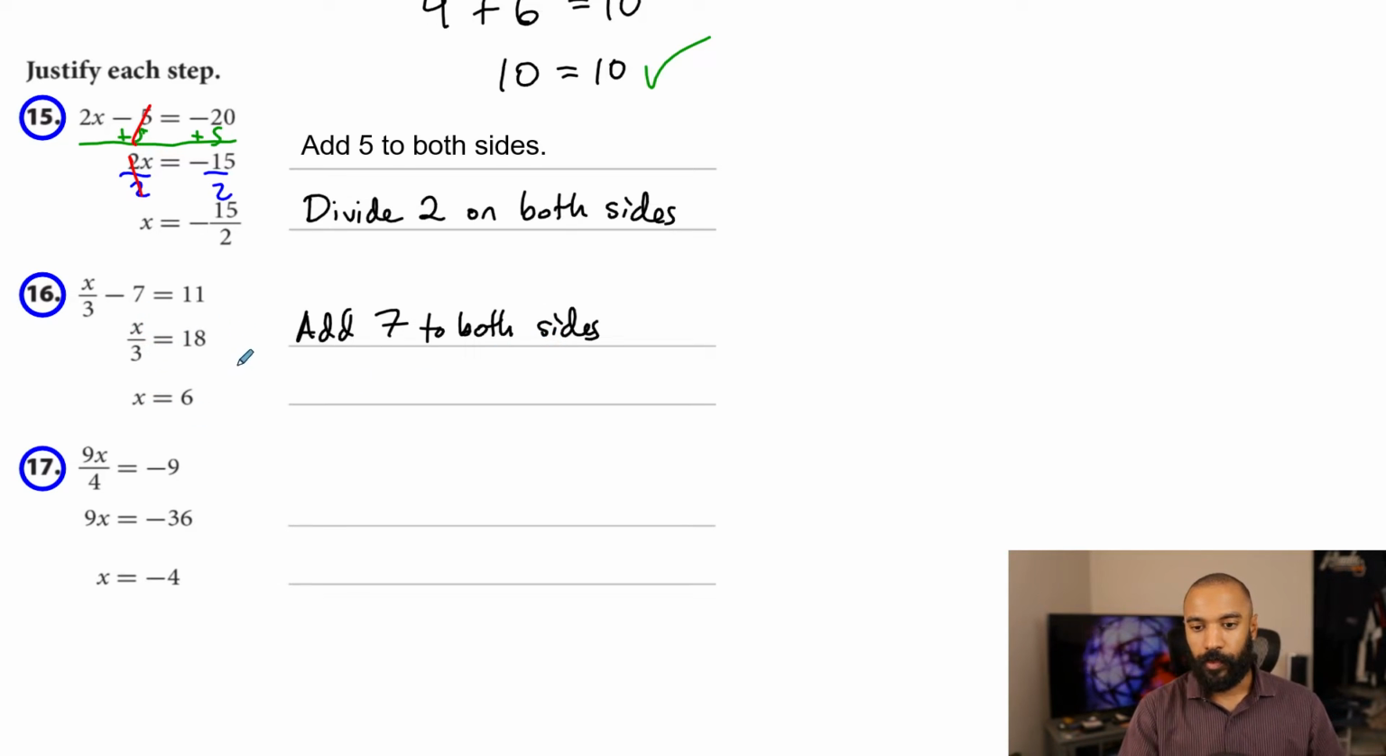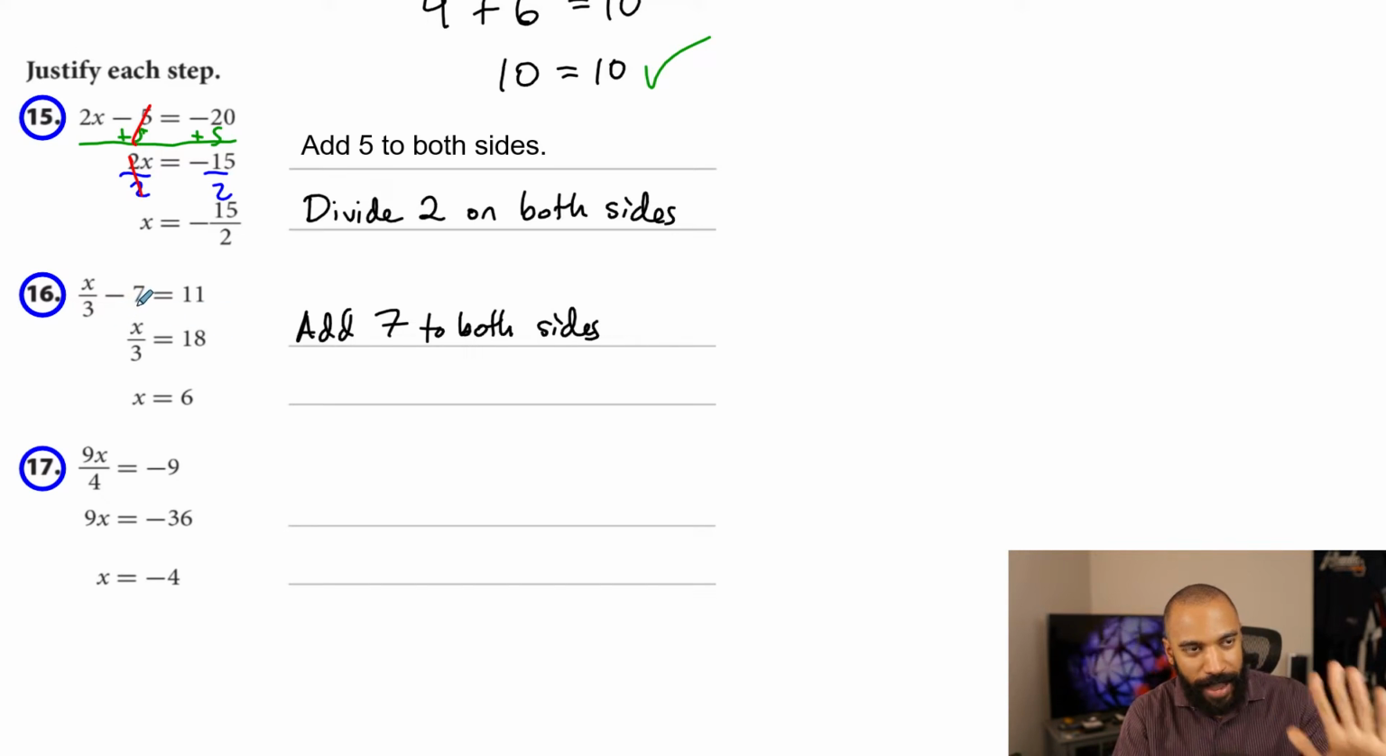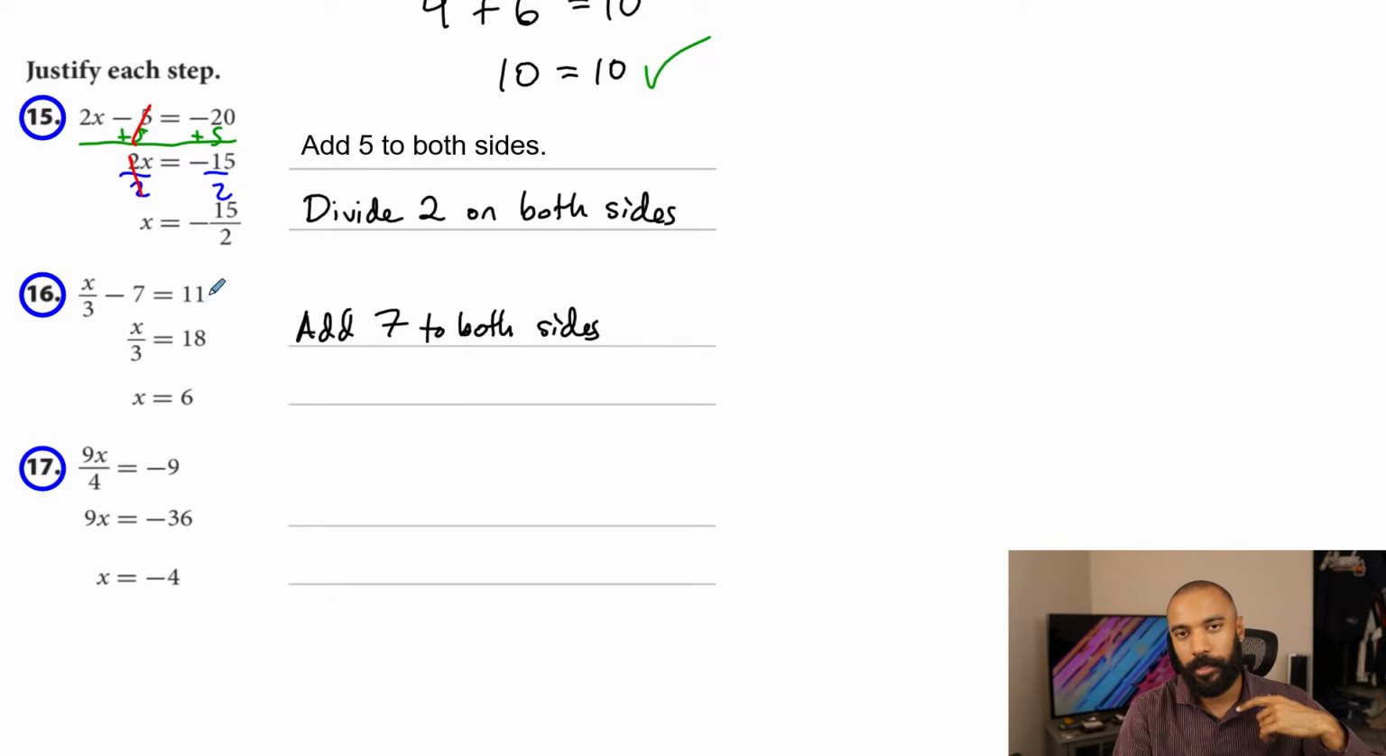x divided by 3 equals 18. If x divided by 3 equals 18, what was the previous value for x to make this one work? Well, if something divided by 3 is 18, to figure out what the previous number is, let's multiply both sides by 3. x over 3 times 3, the 3's cancel, and 18 times 3 gives you 54.